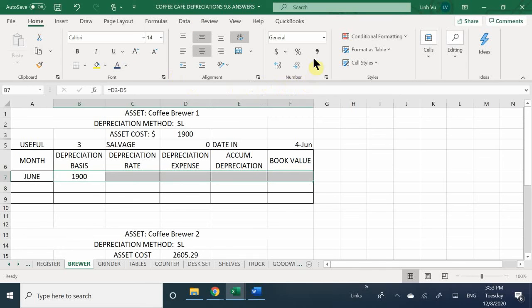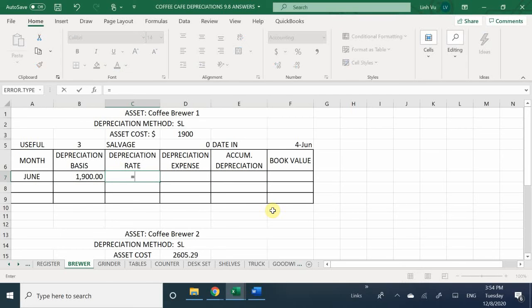All right. What is the depreciation rate going to be? So this one has 3 years, so we're going to take 1 and divide it by 3, which is going to give us 0.333333. Good.